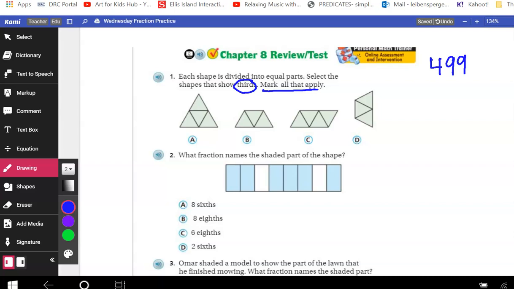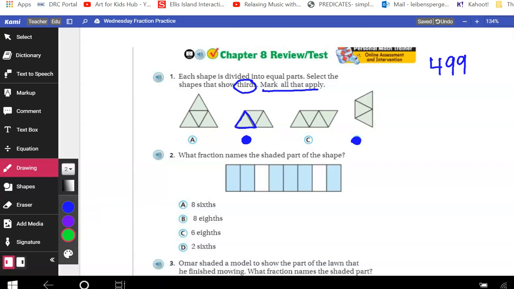So I see that B is divided into thirds, and each of those sections is an equal part. So if you said B, great work. And D was also divided into thirds. Good job. A and C are not. They're divided into fourths instead. Okay, let's go down to number 2.